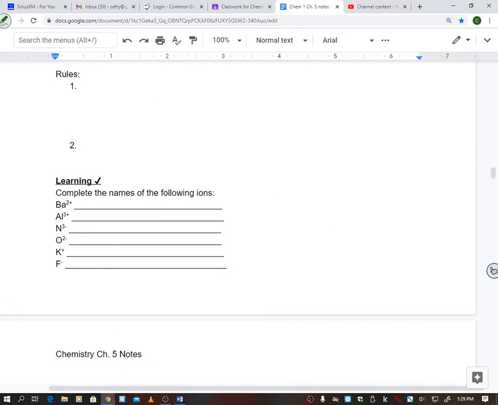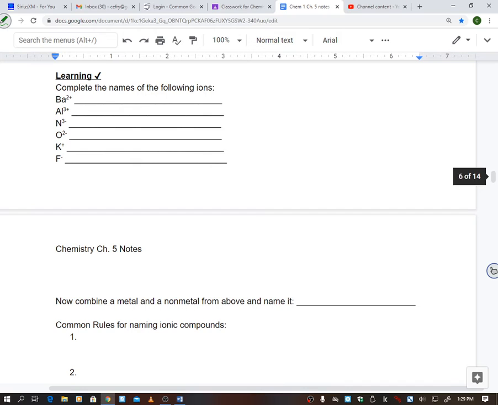All right, so the learning check then. It wants us to name these things. So we're just looking at, is it positive or is it negative? If it's positive, nothing changes. So a +2, it's just going to stay barium. Aluminum is a positive, so it just stays aluminum. Nitrogen, though, look at that. That's a -3. So it's not nitrogen anymore. It is nitride. So you see where we got rid of the ending of nitrogen and added IDE.